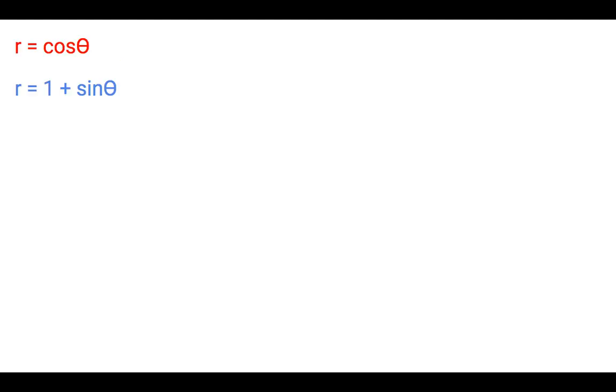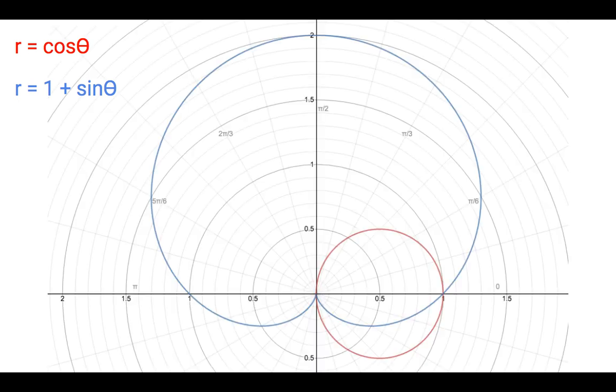Now we will graph our curves. r equals cosine of theta is graphed in red, and r equals 1 plus sine theta is graphed in blue. These are what the graphs of the curves look like. As you can see, there are two intersection points, which we will find later on in this video. The area we are asked to find is now covered in gray.